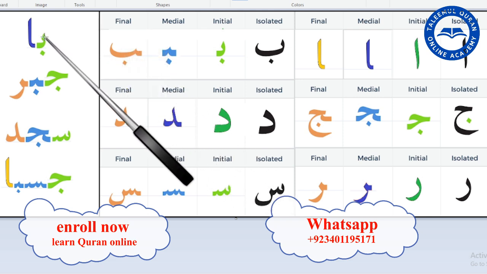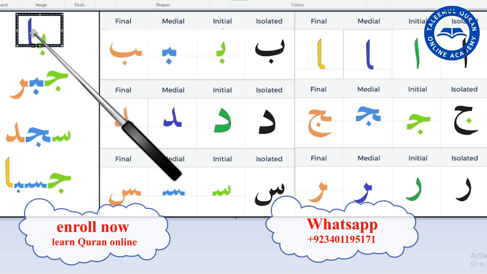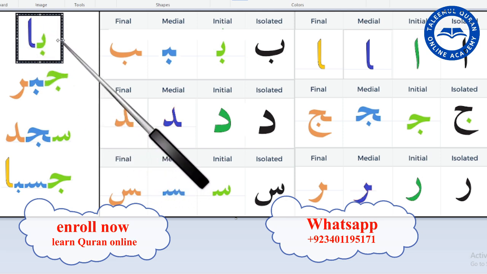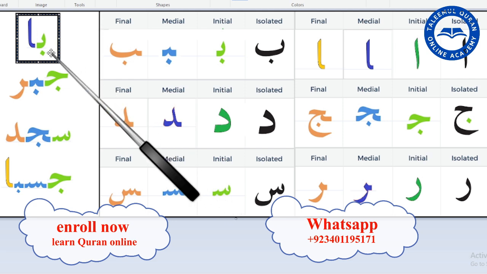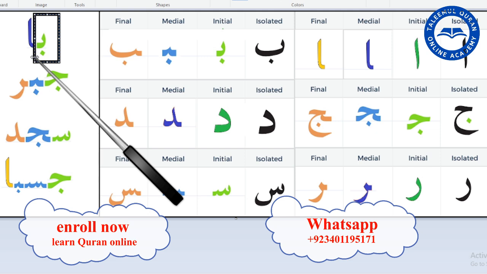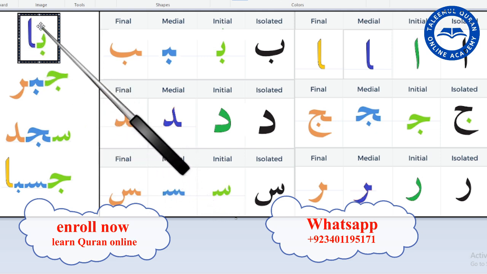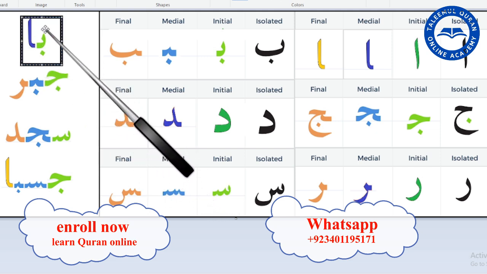So let me ask you, can you tell me that word? These are two letters. Can you tell me both of them, please? The purple one or blue one is Alif. Yes. So how do you say them? Ba, alif. Try. Ba Alif. MashaAllah. You're so smart.